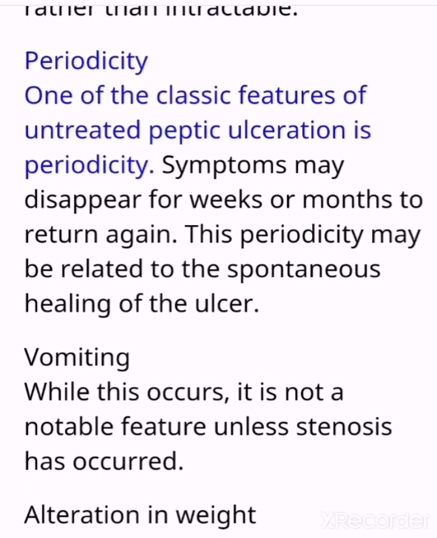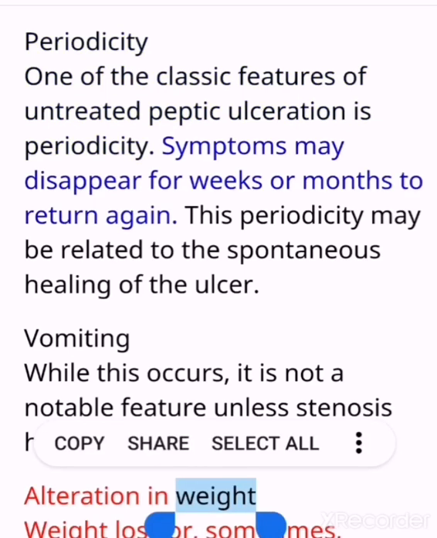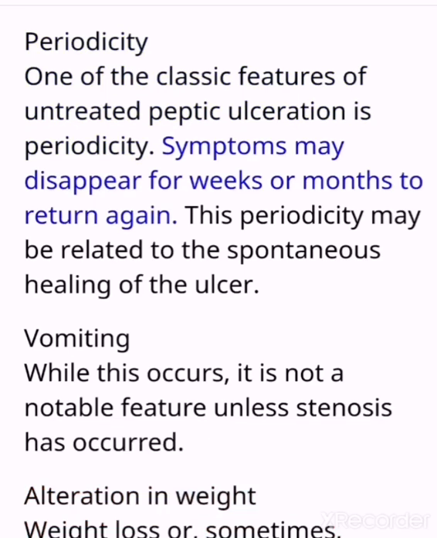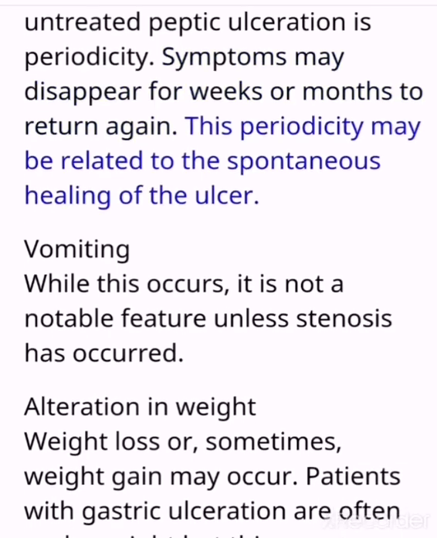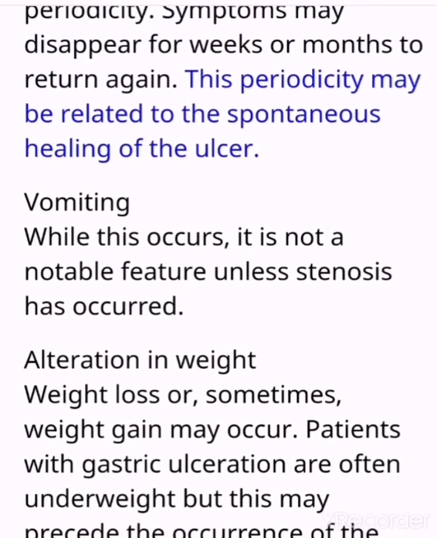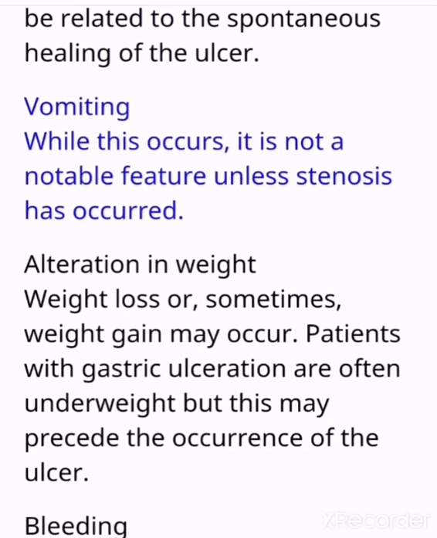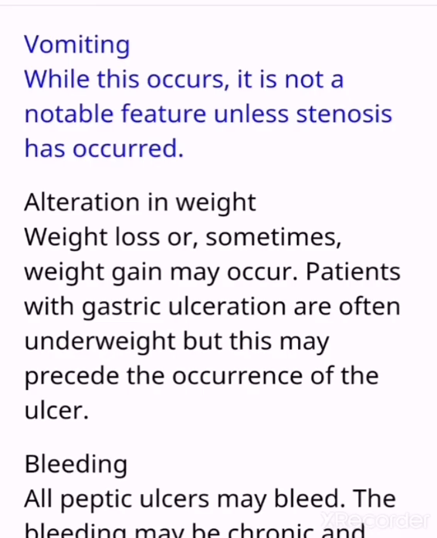Periodicity. One of the classic features of untreated peptic ulceration is periodicity. Symptoms may disappear for weeks or months to return again. This periodicity may be related to the spontaneous healing of the ulcer. Vomiting. While this occurs, it is not a notable feature unless stenosis has occurred.